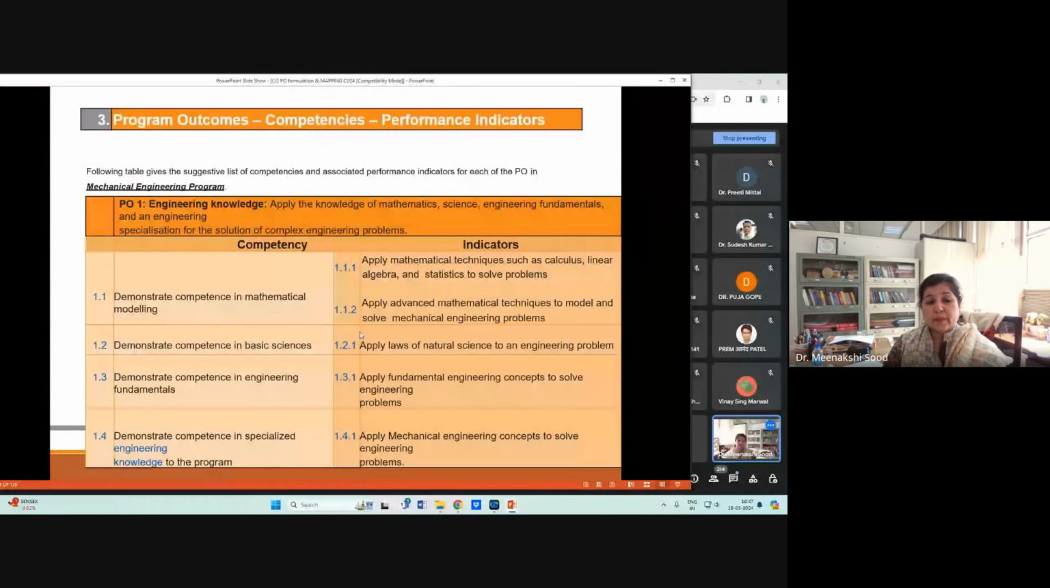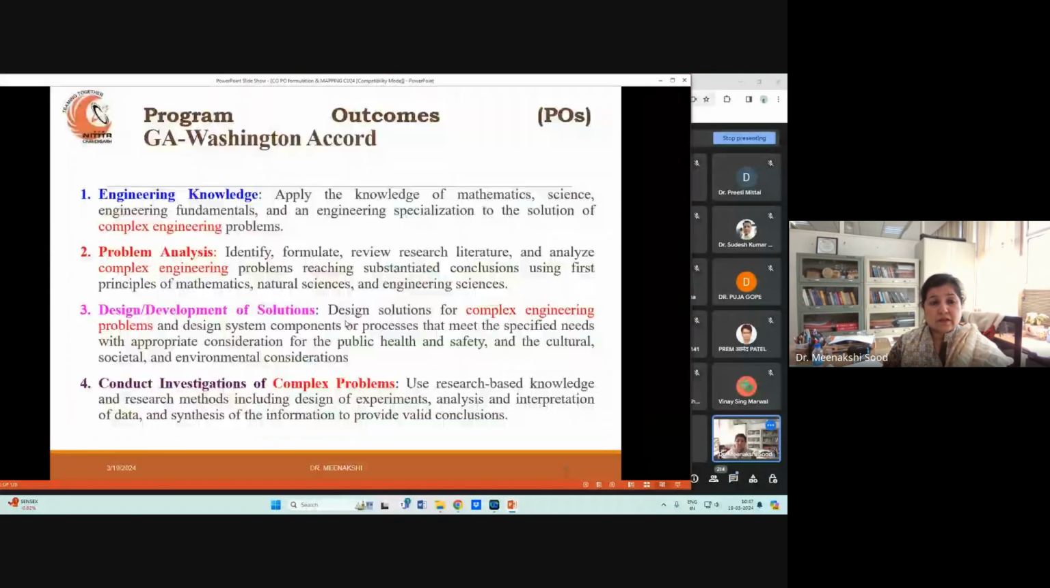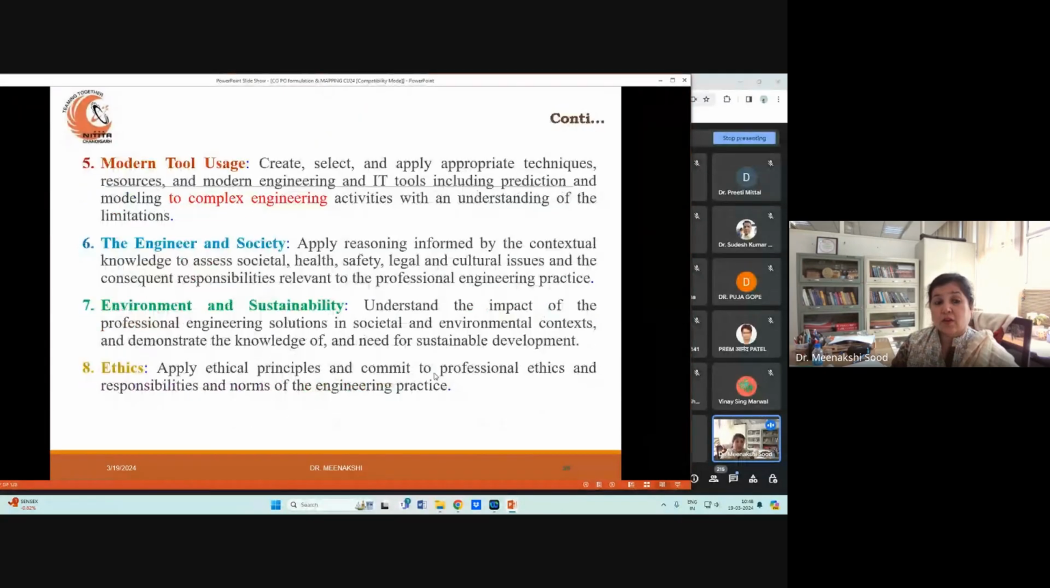So program outcomes, no doubt, are fixed, right? If I show you, yeah, these are the graduate attributes. These are 12, starting with engineering knowledge, right? The language is fixed and it makes you understand what each is about. So problem analysis means the student should be able to identify, formulate, review research literature, and analyze complex engineering problems, reaching substantiated conclusions using first principles of mathematics, natural sciences, or engineering sciences, right? There are 12, and the first five are more into the technical aspect and domain specific, whether it is design or development of solutions, conduct of investigations, or modern tool usage.